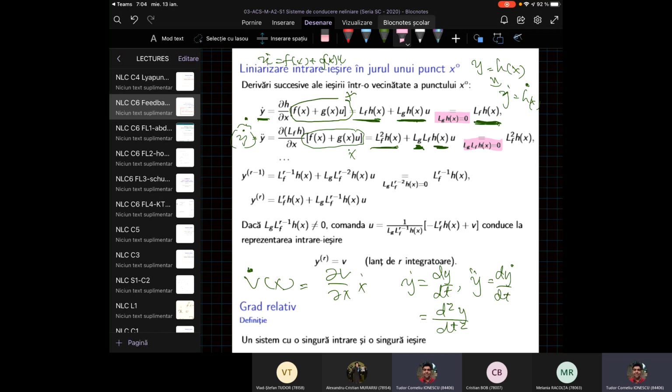And we stop this procedure at some point r. So we take the derivatives up to the order r, where in the end this is no longer 0. R is called relative degree. Relative degree.